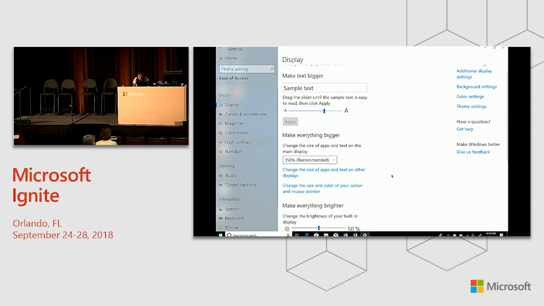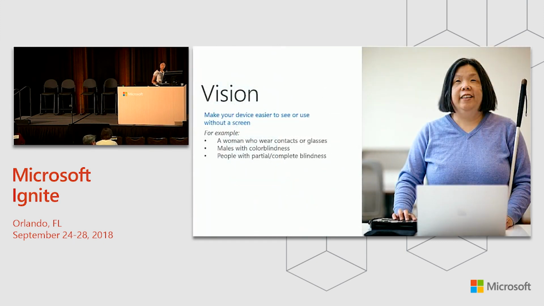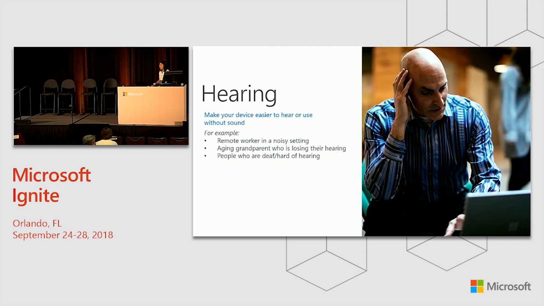Now I'm going to toggle back over to my presentation. Those are some of the features that we've got with InVision. But let's talk about some of the other buckets. What about hearing? How do you think about that? For hearing accessibility, it's all about making your device easier to hear or use without sound. For example, if your computer gives you sound notifications and you can't hear, there's an option to turn on visual notifications instead. So that's something that you can do.